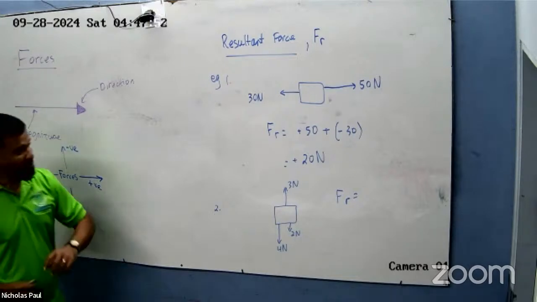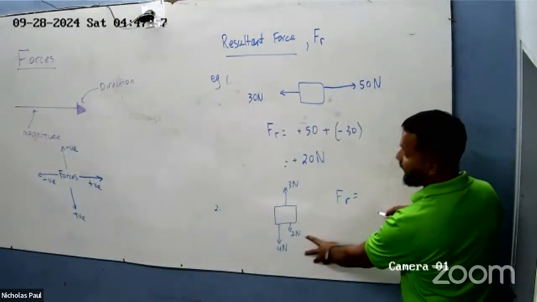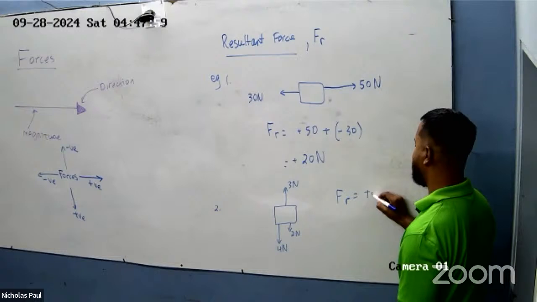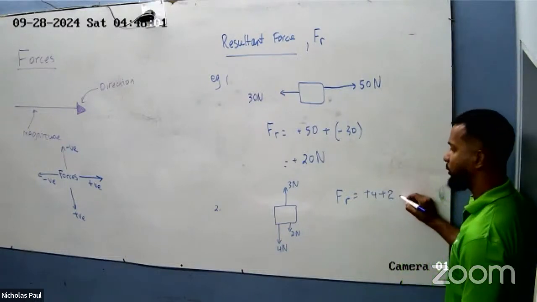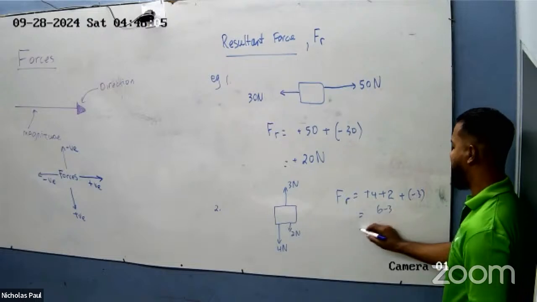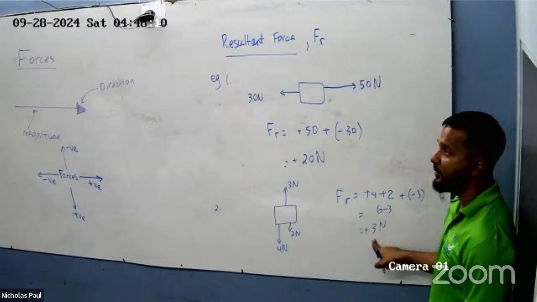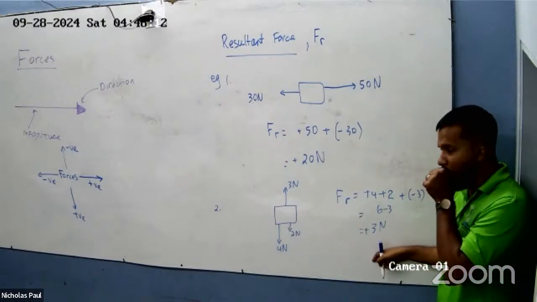How much did you get here? I said down was positive, so that's +4, +2, plus -2 and so on, so that's 6 minus 3, which is +3, meaning 3 newtons down.